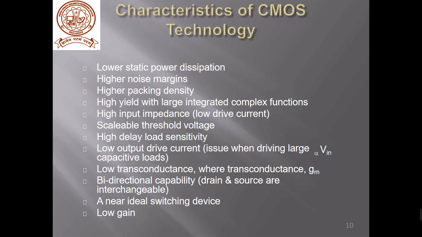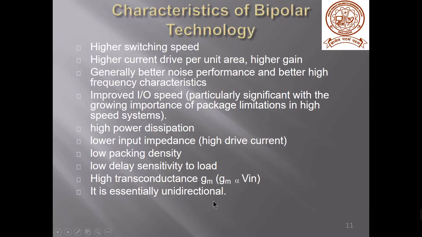That's why it is a bidirectional capability, a near ideal switching device with low gain. Coming to the characteristics of bipolar technology, it has higher switching speed as compared to CMOS. CMOS is lower in switching speed, while bipolar has higher switching speed, higher current drive per unit area, and also higher gain.